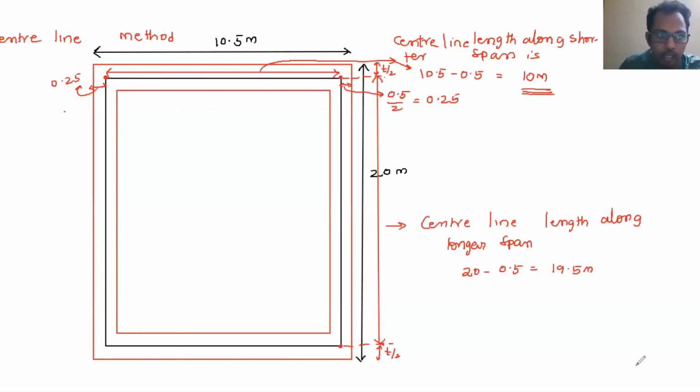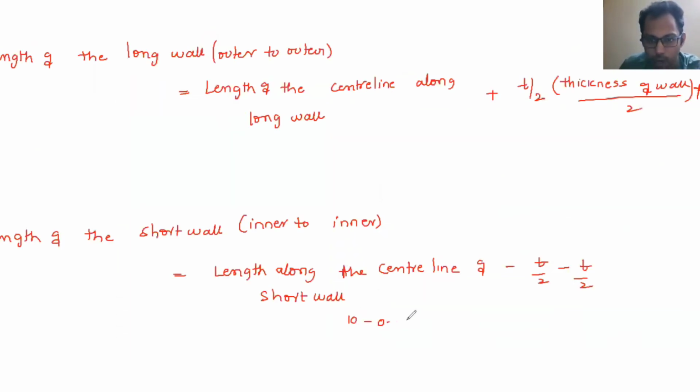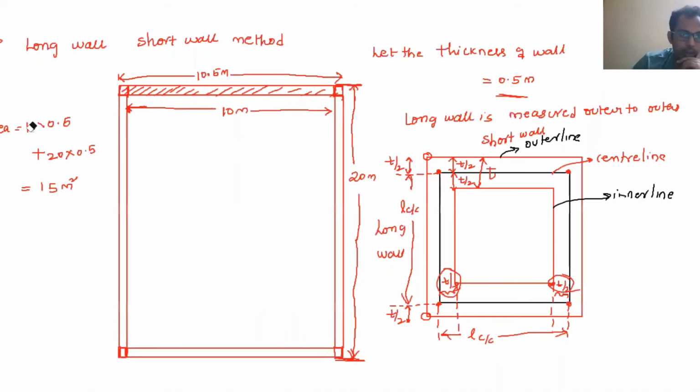So that means the length of the short wall will be the length along the center line, 10 minus 0.25 minus 0.25. That means it is 9.5, isn't it? So that is a small mistake we made here. If it is 9.5, then the area is 9.5 into 0.5. Okay, it is not 15 square meters. It will be something else.